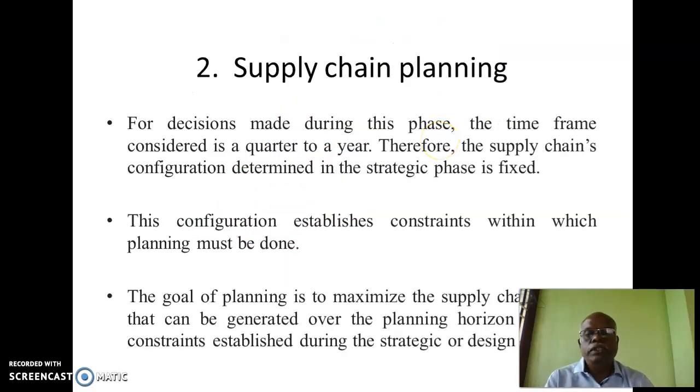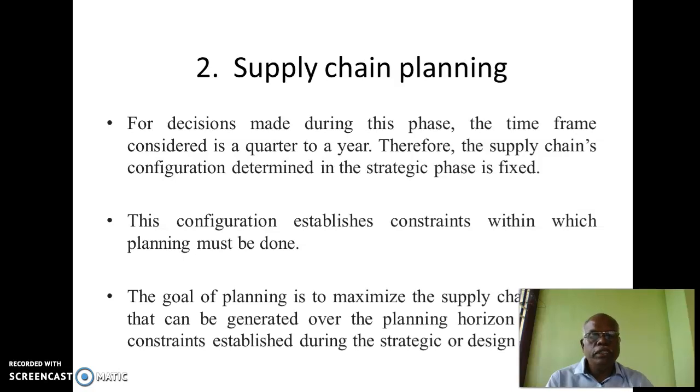The next phase is supply chain planning. For decisions made during this phase, the time frame considered is a quarter to a year. So now we are talking about a lesser period than the previous phase, that is, a quarter to a year. Therefore, the supply chain configuration determined in the strategic phase is fixed. In this case, the supply chain configuration is already decided because we cannot make a bigger change in a year or in a month.